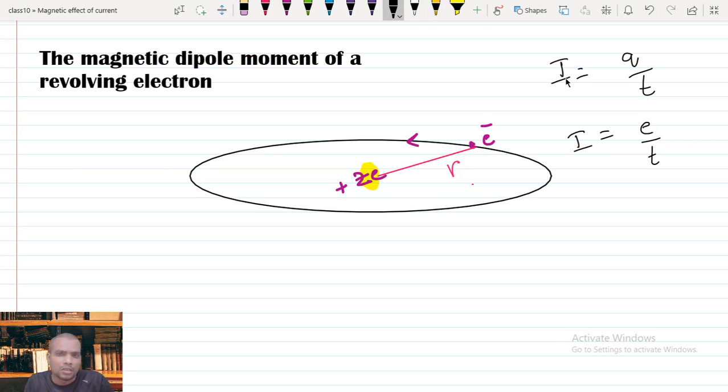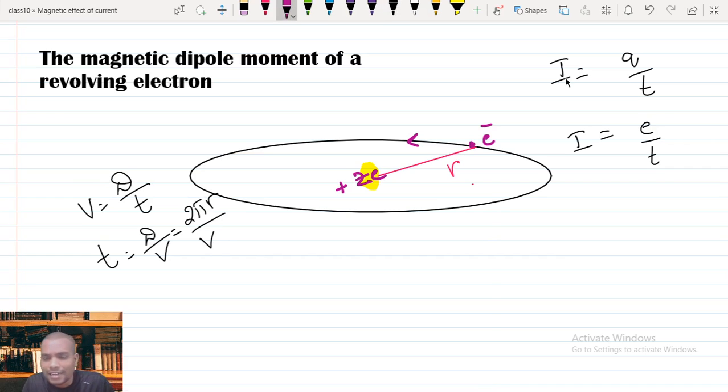Because the electron is revolving, it takes a time to complete its rotation. Suppose I find its time period, how can I get it? We get that from velocity equal to distance upon time, so time t equals distance upon velocity. Since it has radius, and if you assume this is a circular orbit, the total distance we can get in terms of circumference, that is equal to 2 pi r upon velocity.